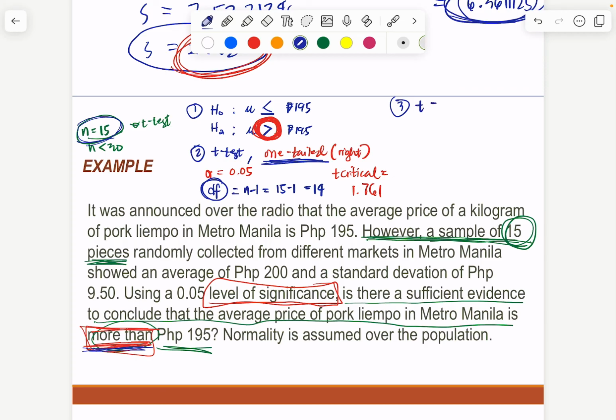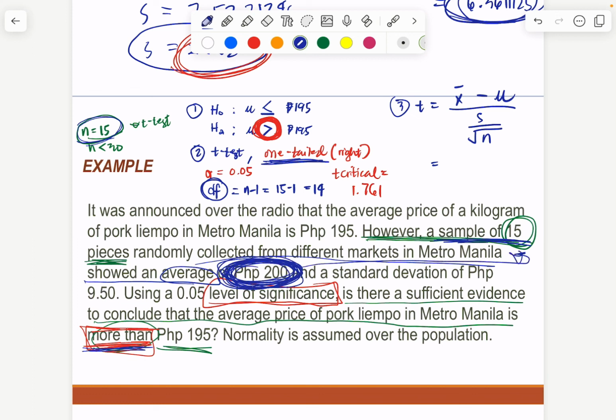So, si t is equal to, unsa tong formula again? X bar. Unsa ng X bar? That's your sample mean minus your mu population mean divided by your standard deviation, which is the small letter s, divided by your square root of your sample size. Okay, so substitute ra dayon what's your sample mean. Kilantawa dayon dinhi. Si sample nga 15 naa siya mean or average nga 200 pesos. Kining 200 pesos, mean daw siya or average daw siya sa atong sample size nga 15.